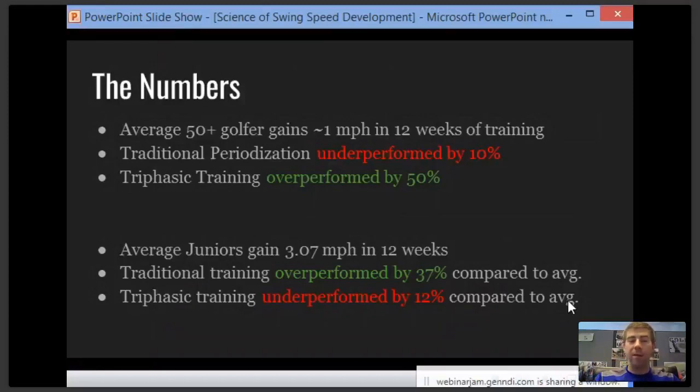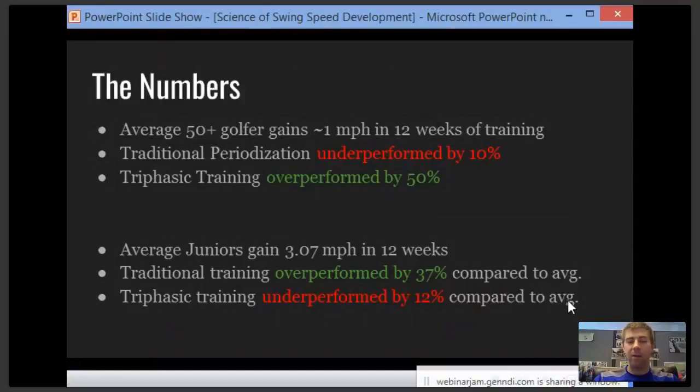And then we took that same group. We said, okay, well, what happened during the year of triphasic training? And they actually outperformed by 50%. So think of it, if 1 mile an hour is the average, traditional training was like 0.9 miles an hour in 12 weeks, and triphasic training was 1.5 miles an hour. So that's a 60% gap. That's absolutely huge.